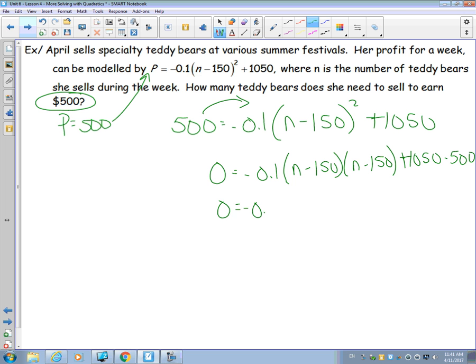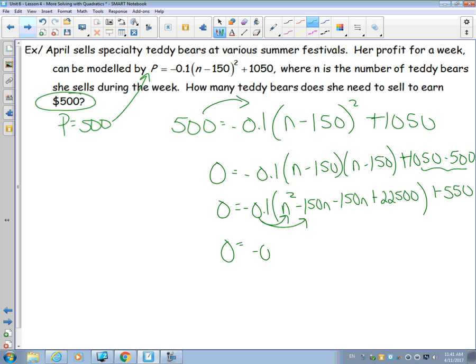I'm going to do my FOIL idea like I just did in the previous question. So n squared minus 150n minus 150n plus 22,500, I believe is that number. And then outside the brackets, I've got plus 550. I just combine these two things together to make it fit there. Okay, we've got to distribute. So I'm going to multiply this into everything inside the brackets. So negative 0.1n squared plus 15n plus 15n minus 2,250, and then the 550 outside.